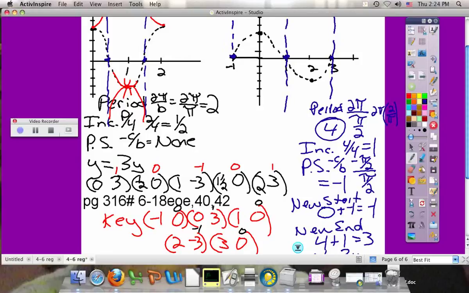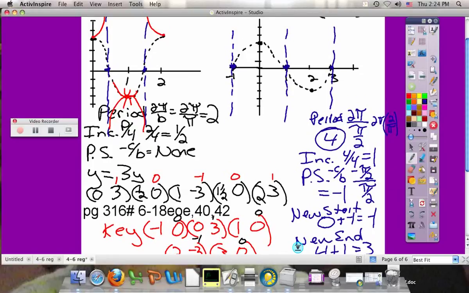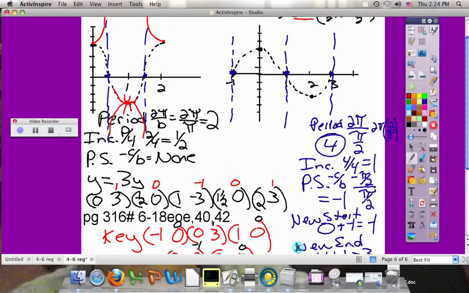I want to see the 5 key points. I want to see the dashed sine graph or cosine graph. And then, of course, we want to see the flips, don't we? So now let's flip them all. So start at the peak and flip it. Start at the peak and flip it. And you're all done. That's how they work.